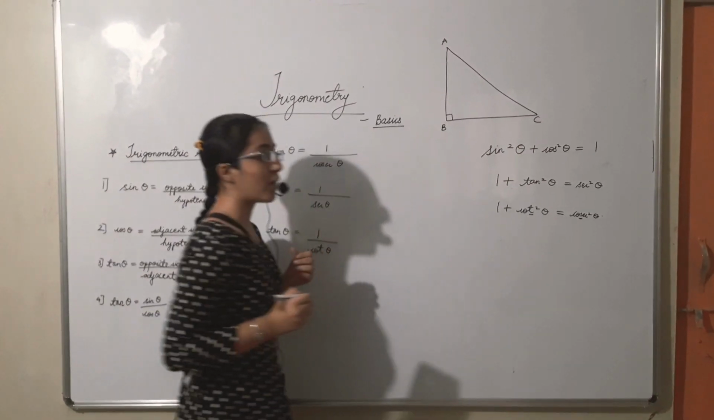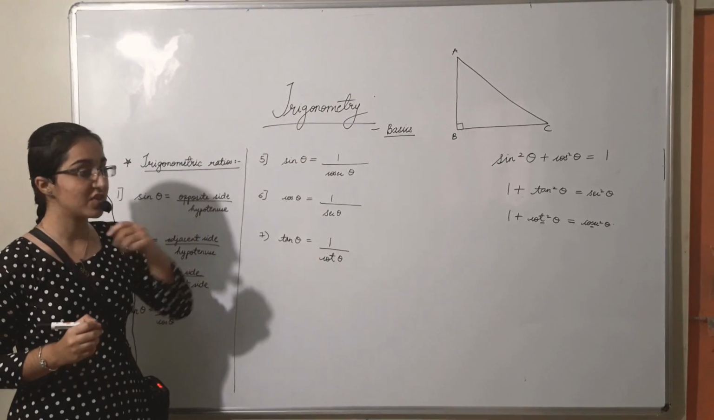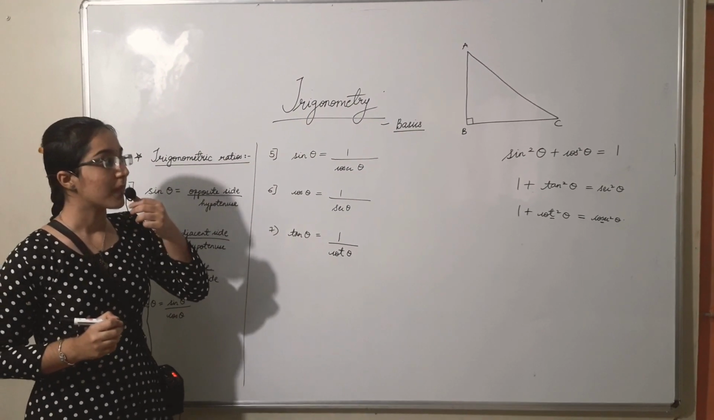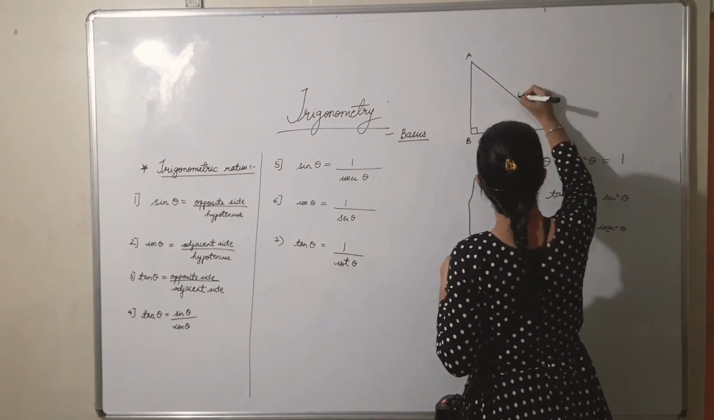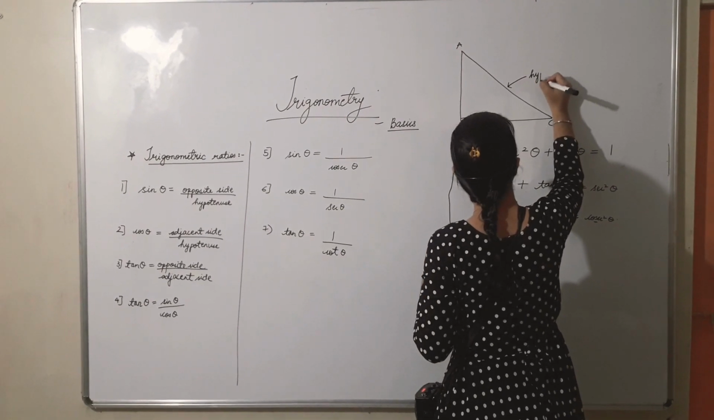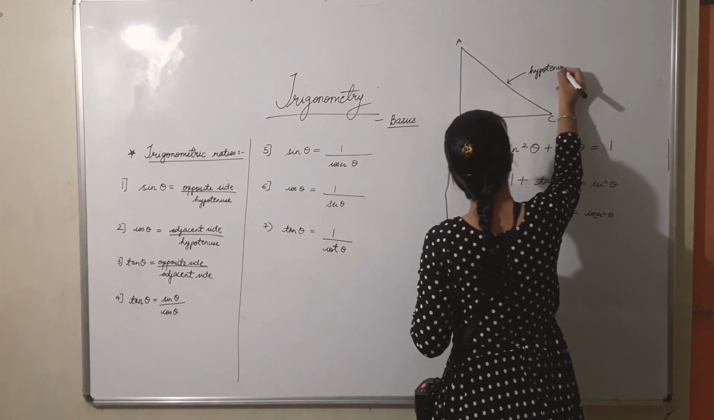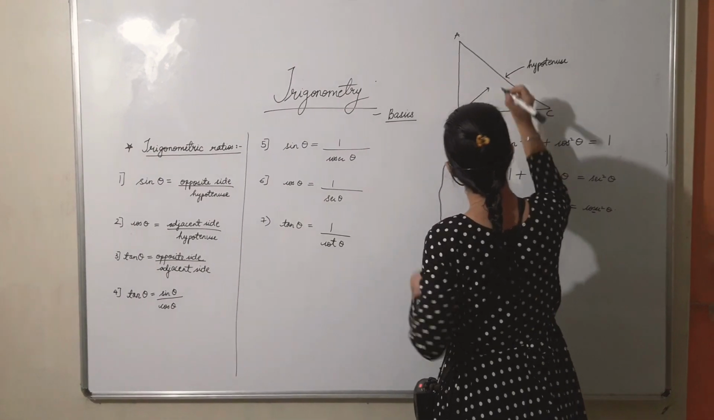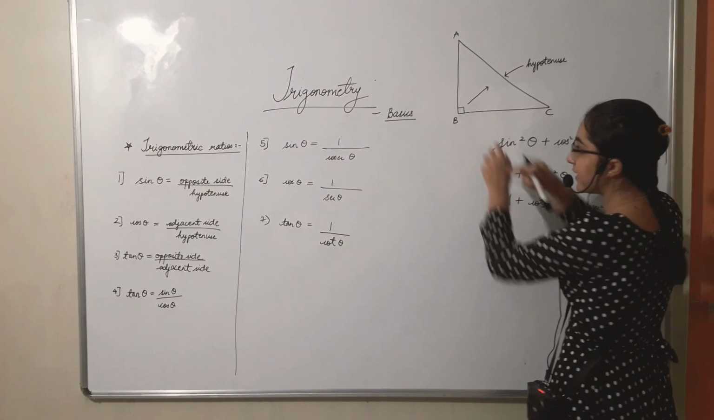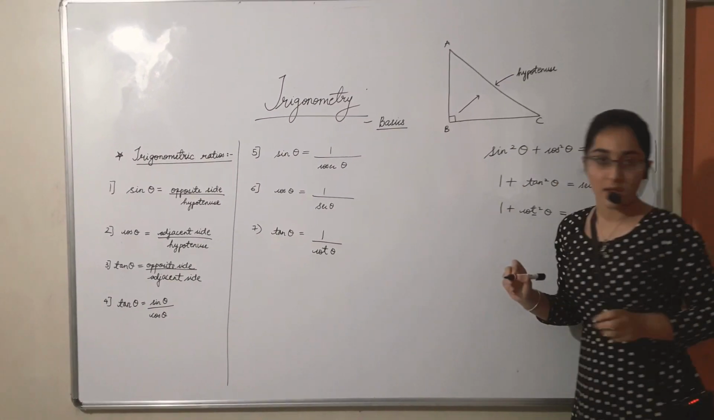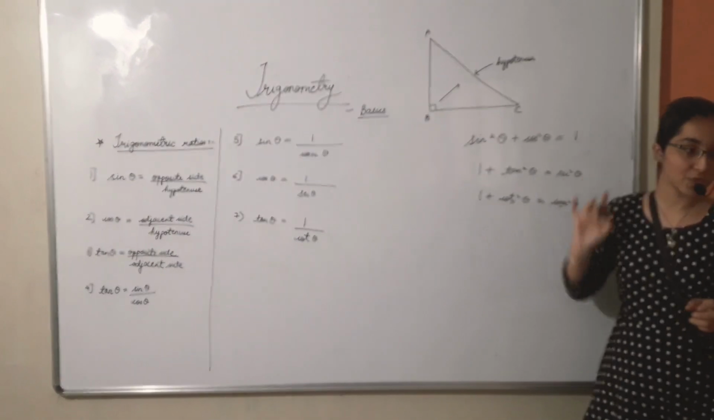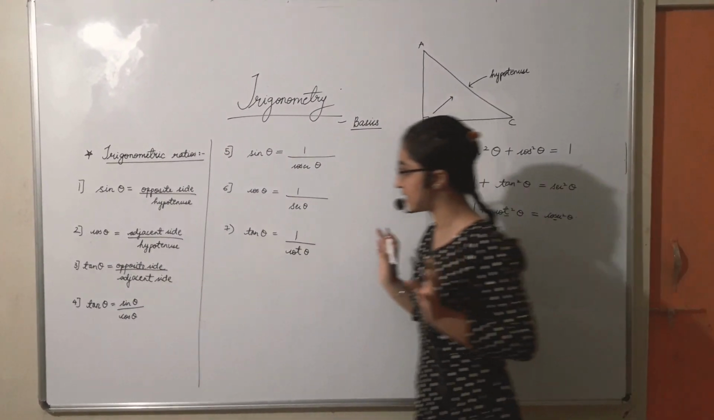Can anyone tell me what is the hypotenuse in this? Which is the hypotenuse? AC. Right. Side AC is the hypotenuse. Hypotenuse means the side which is opposite to 90 degree, as per our discussion yesterday.